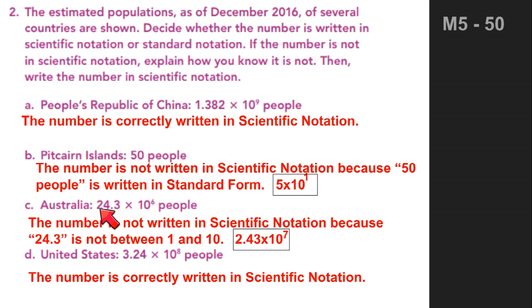Let's go to Australia. 24 and 3/10 times 10 to the 6th power of people. Now here's the issue. The number is not correctly written in scientific notation because 24 and 3/10 is not between 1 and 10. Remember, our mantissa has to be between 1 and 10. 24 is not between that. So we actually had to move the decimal over 1 more place to put it in between the 2 and the 4. So we have 2 and 43 hundredths times 10, but that also bumps up our exponent or our characteristic to a 7. Finally, partner number 2 should have explained the United States as 3 and 24 hundredths times 10 to the 8th is correctly written in scientific notation.